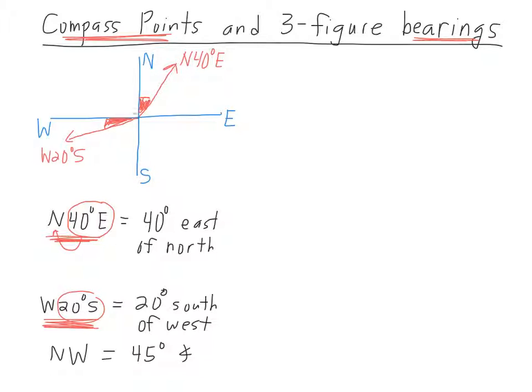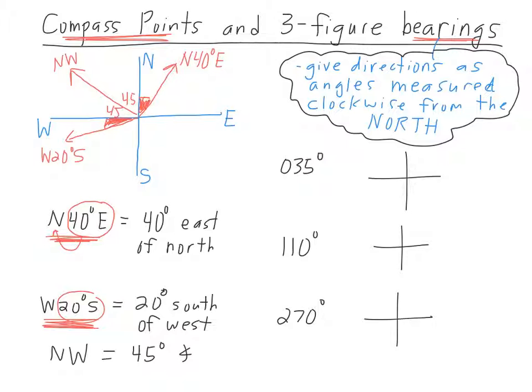So you would be splitting the quadrant here. Okay, so northwest would look like that, and that would mean that you would have 45 degrees on each side of that. Okay, next here we are looking at what we call three-figure bearings, or like I said, just bearings in general.